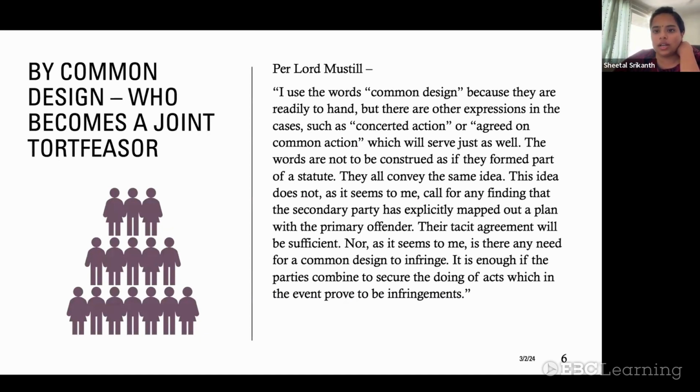This idea does not, as it seems to me, call for any finding that the secondary party has explicitly mapped out a plan with the primary offender. The tacit agreement will be sufficient. Nor, as it seems to me, is there any need for a common design to infringe. It is enough if the parties combine to secure the doing of the acts which in the event prove to be infringements.